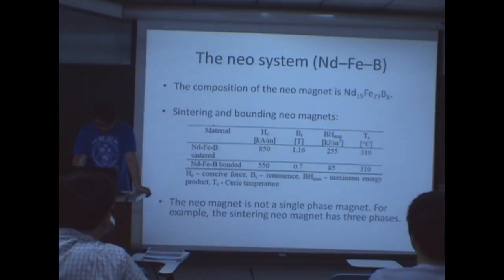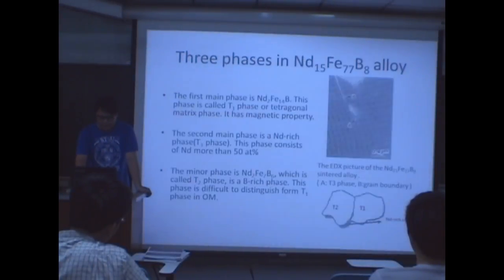And the neo magnet is not a single phase magnet. For example, the sintered neo magnet has three phases. So I'm going to talk about the three phases. The first main phase is shown here. This phase is also called the T1 phase or tetragonal matrix phase. And only this phase has a magnetic property.